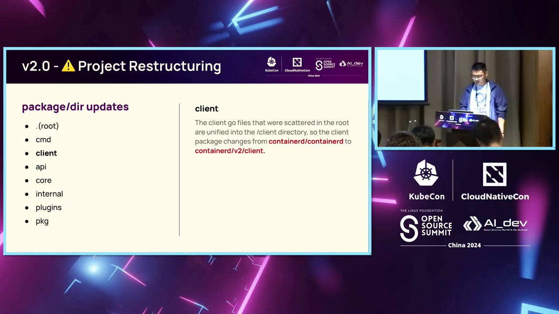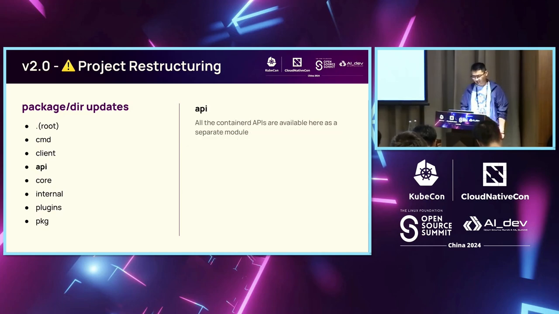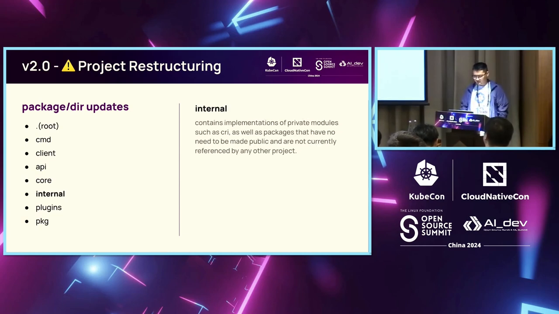The client is probably the one you need to focus on the most. All the client code has moved from the root directory to the client directory, and the path to the packages has also changed. All the Kubernetes APIs are available here as a separate module. This maintains the interface definitions, utility functions and modules, and some built-in implementations of the core underlying modules. The internal directory contains implementations of private modules such as CRI, as well as packages that have no need to be made public and are not currently referenced by any other projects.